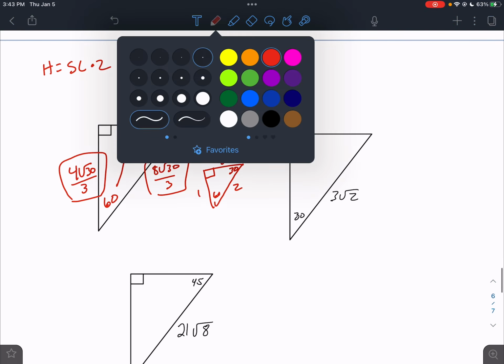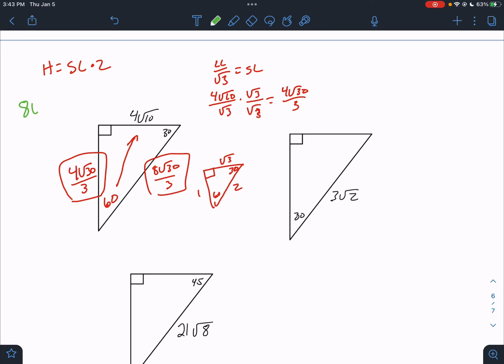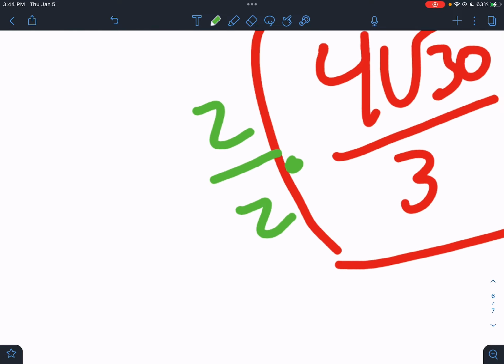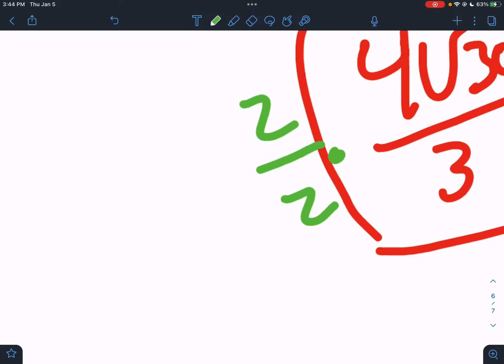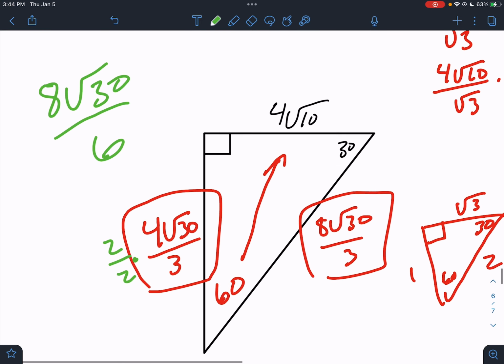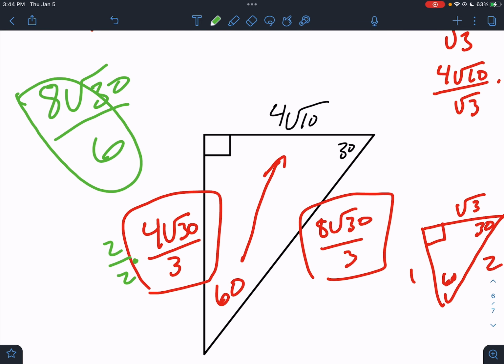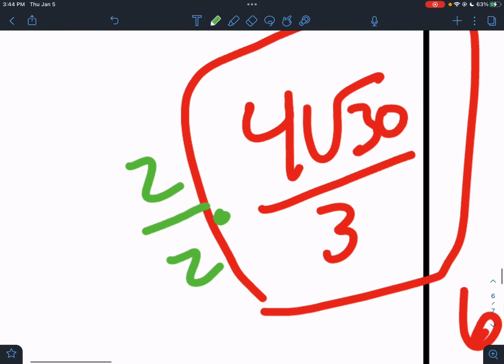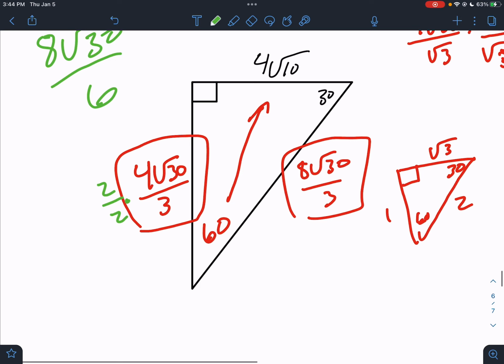A couple of common mistakes people make is they say the answer is 8 root 30 over 6. What they're doing is times 2 on top and bottom. That would get you 8 on top and 6 on bottom. But we talked about this last time. What is 2 divided by 2? That's the number 1. 8 over 6, what does that reduce to? It reduces right back to 4 over 3. You didn't change the number at all. You didn't multiply by 2. Guys, if you do this, that is not times 2. That is times 1. And times 1 doesn't change the number.